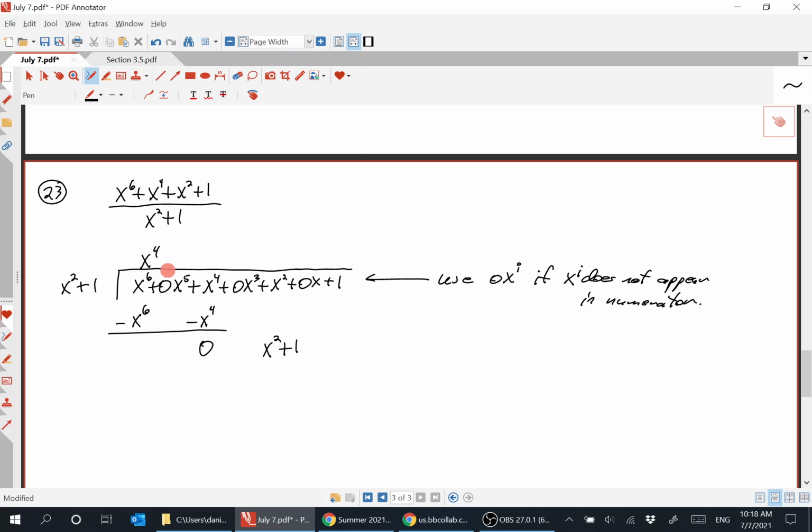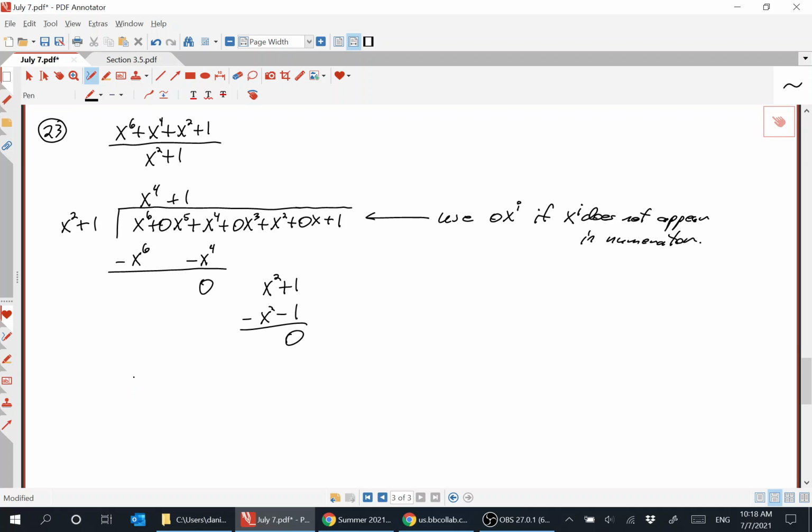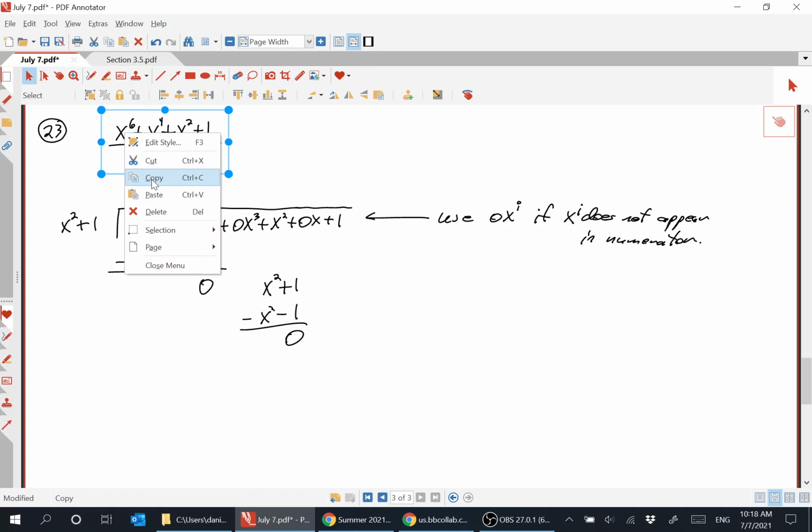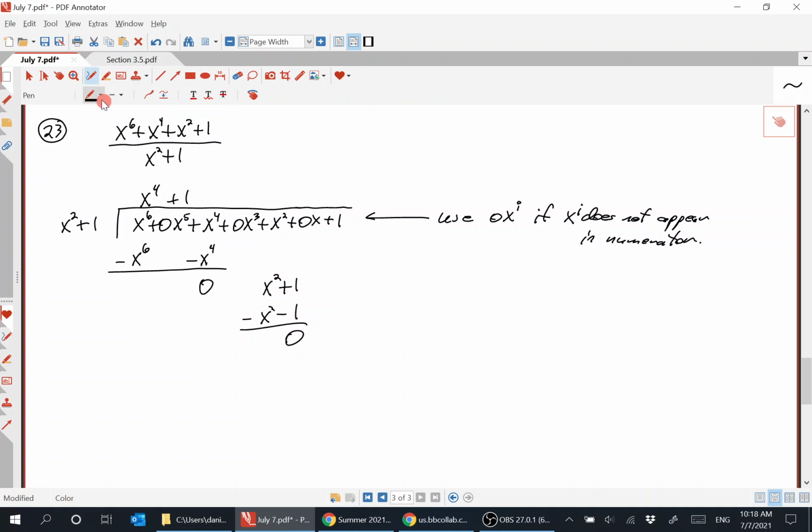Now I just multiply this by 1. And that gives me x squared plus 1. I flip my signs, and I get 0. Okay, so this tells us that this is remainder 0.